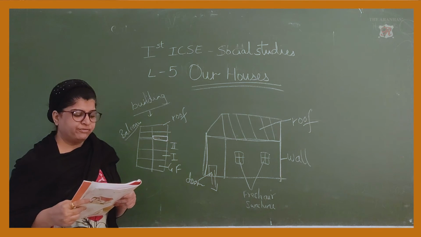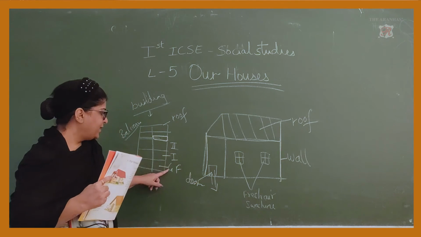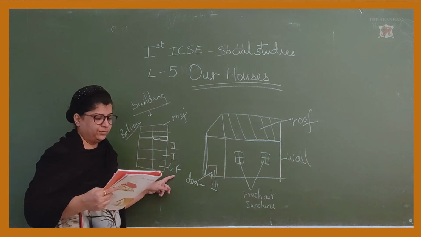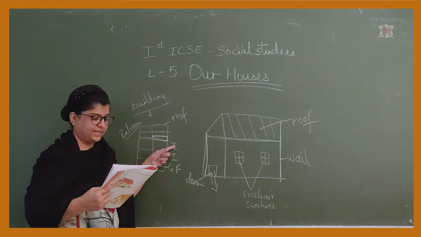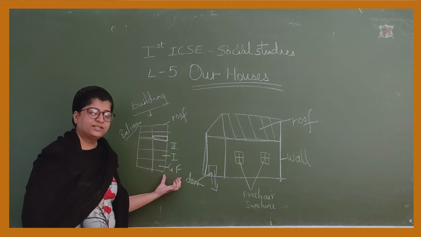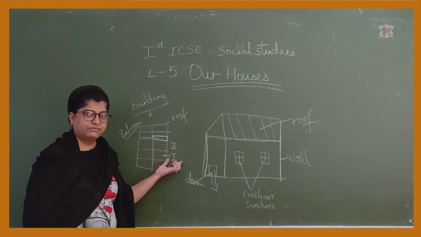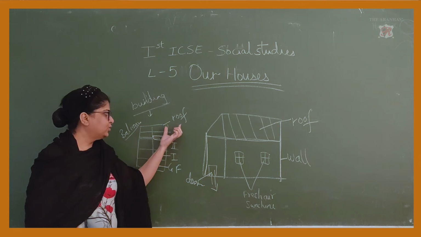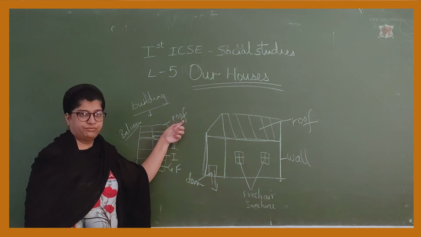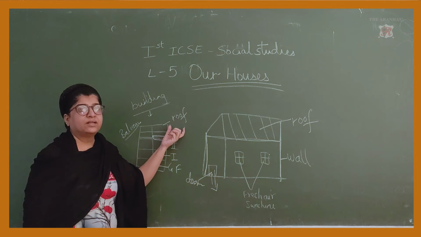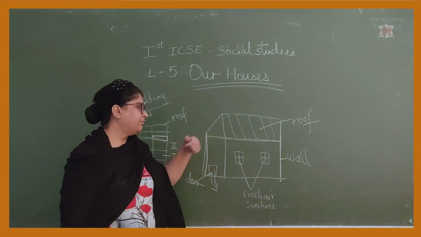There are stairs to go from one floor to another. The lowest floor is the ground floor. The floor above it is the first. Then comes the second. So remember, the lowest floor of the building is called the ground floor. Then comes the first floor, then the second floor, and so on. The top of the building is called the roof. The same thing in a house: the top is called the roof.